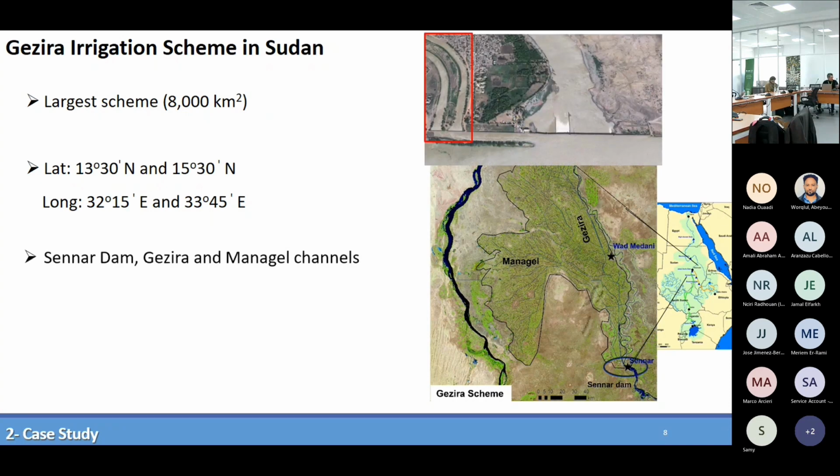The water is supplied via Sinnar Dam, but the storage of water is in another dam called Roseires Dam. And there are two main irrigation channels which deliver the water to the agricultural areas. It is a really very complex irrigation system there. The main crops within the summer crop season are sorghum, cotton, and groundnut, and during the winter, there is wheat.